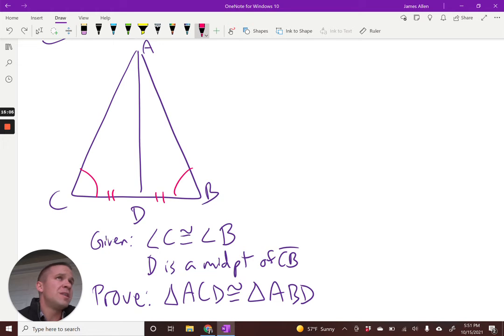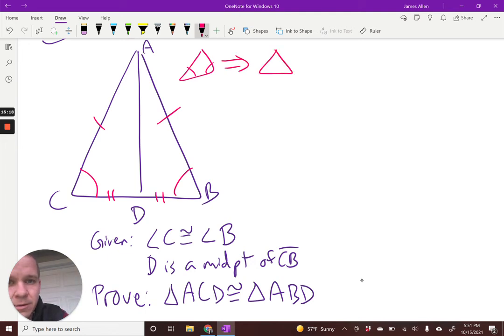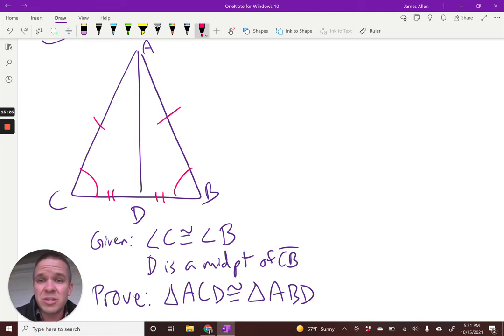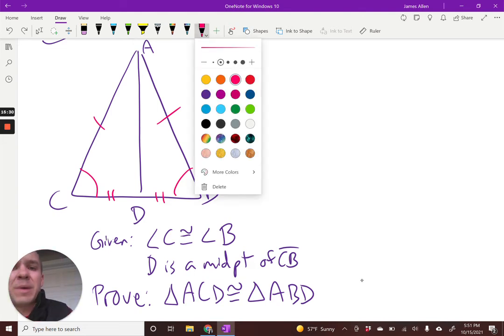If only there was something new that I recently learned that could be helpful here. Ooh, how about this? ACB is one triangle. If I have the angles, the base angles, then my sides are going to be congruent as well, right? If angles, then sides. So these bad boys are congruent by side angle side. In the past, we would not have been able to prove this one.